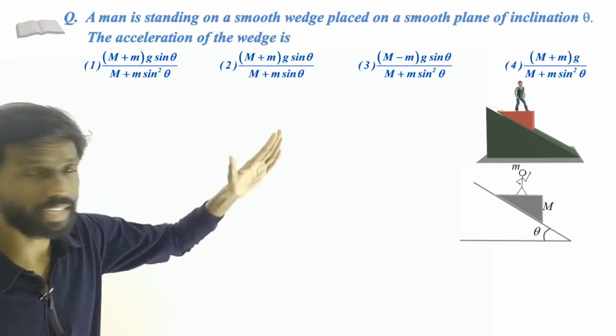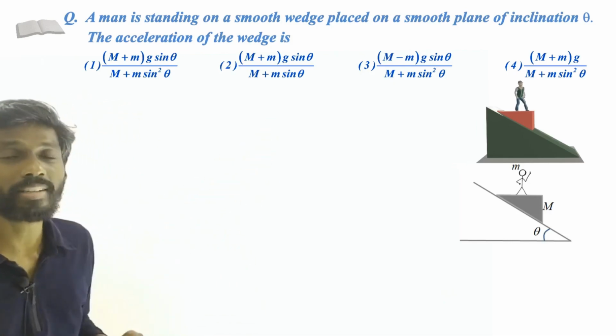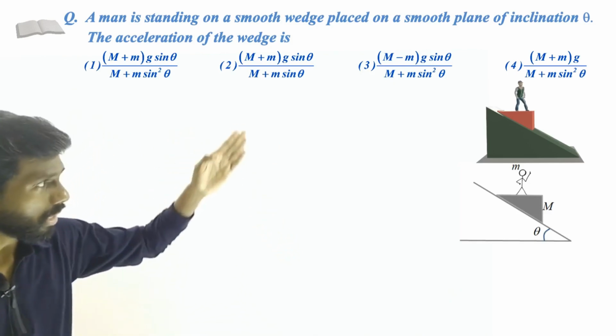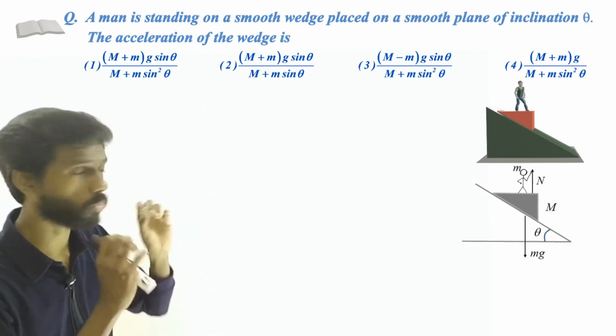So there is a normal reaction in the perpendicular direction. We don't consider that thing. We only consider the equation in the direction of motion. So what are the forces acting in that direction? The gravitational force is acting in the vertically downward direction. We have to take its component. So one thing, gravitational force.